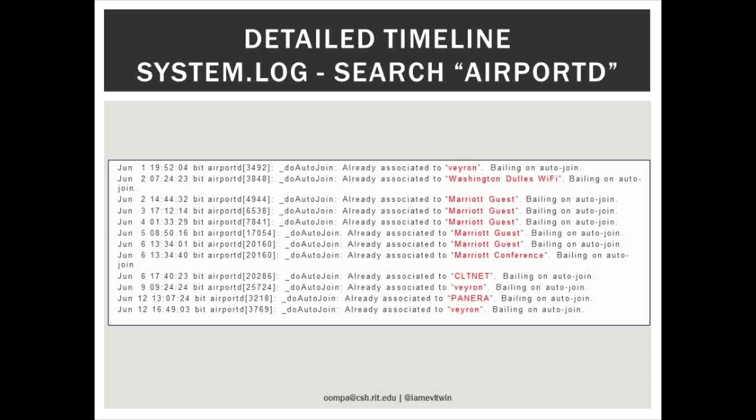A little bit more detailed view of that, we can do an airport D search in the system.log, and we can see the exact times that this person connected to a specific access point. So in the screenshot here, we have Veyron at a very specific time, Washington Dulles Wi-Fi. June 2nd, Marriott guest. June 3rd, Marriott guest. June 4th, Marriott guest. Looks like they check their email daily. And June 6th, we have Marriott conference. Then we have CLT.net, so it looks like they've come home, back on Veyron, so they're home for a little bit. And it looks like they needed a bite to eat, so they went to Panera.